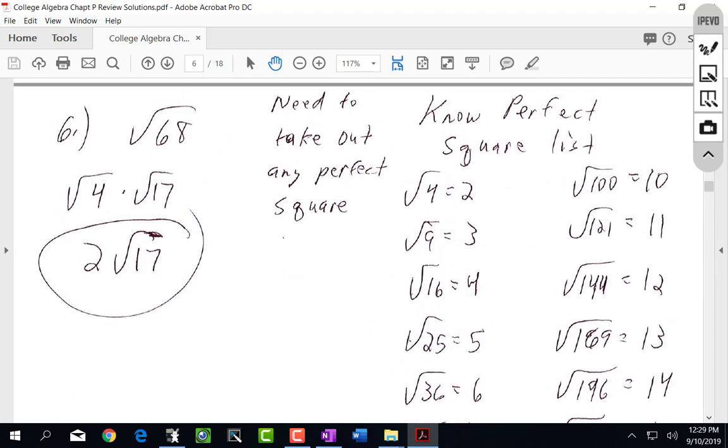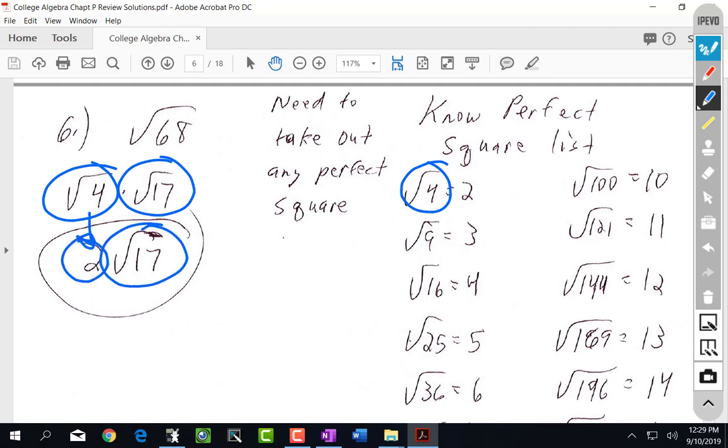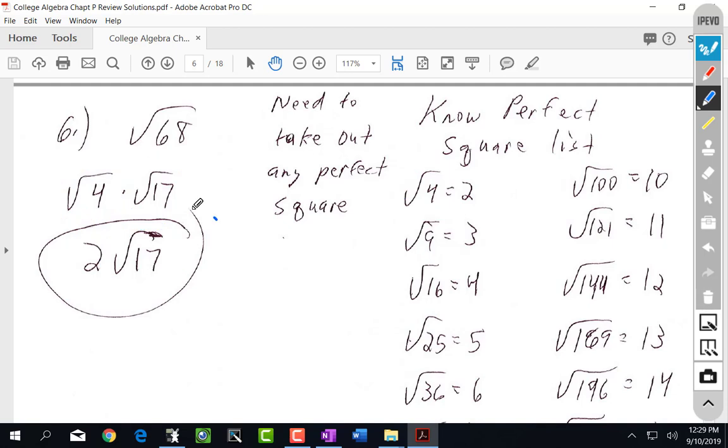So you'll notice that the perfect square that goes into 68 evenly is 4. So I'm going to break this down. The square root of 4 times the square root of 17. The square root of 4 is equal to 2. And you still have the square root of 17. So that would be your answer. 2 square root of 17.